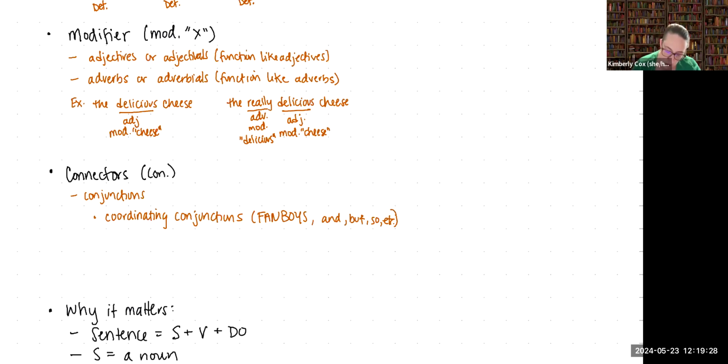And there are also subordinating conjunctions. And there's not a set list of these, so it's always good to look them up, but they would be words like since, or because. Okay. And I will give you a couple of examples.